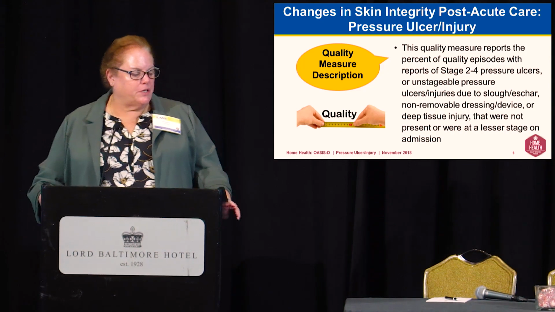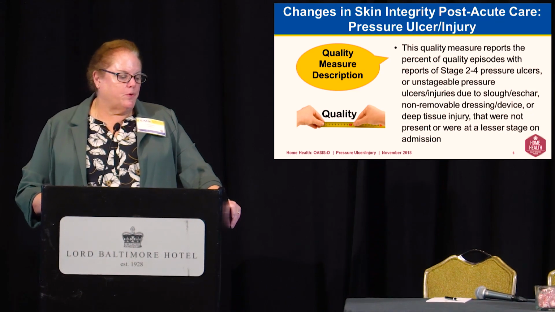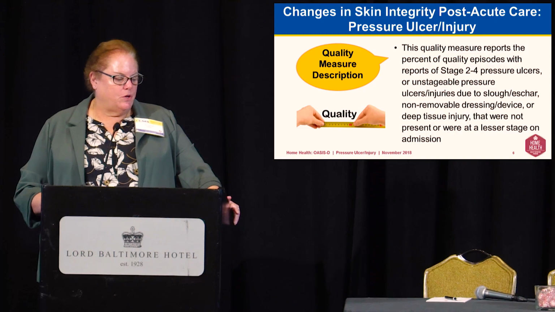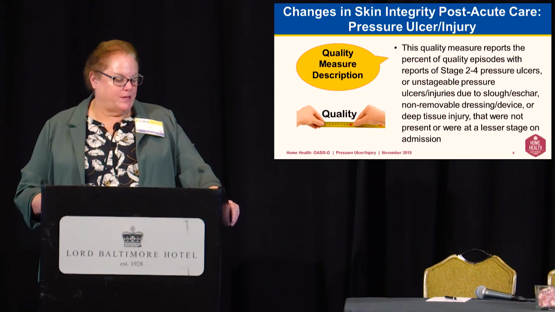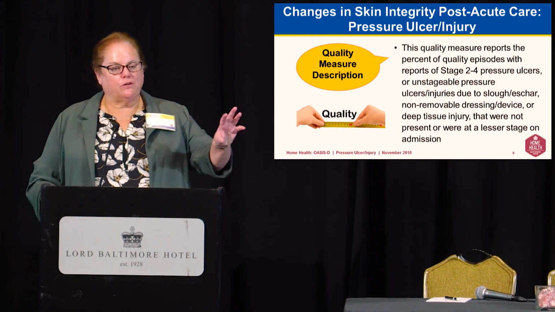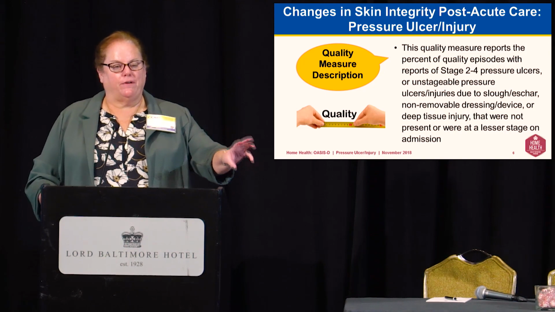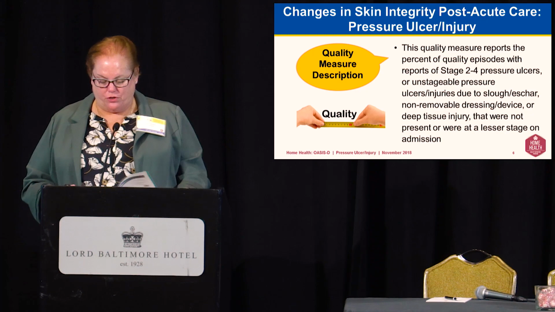So changes in skin integrity, the pressure ulcer injury measure. This quality measure reports the percent of quality episodes with reports of stage 2 through 4 pressure ulcers or unstageable pressure ulcers or injuries due to slough or eschar, non-removable dressings or devices, or deep tissue injury that were not present or were at a lesser stage on admission. So this is a critical definition that you need to have and keep it in the forefront of your mind. So this is the definition within the quality measure.